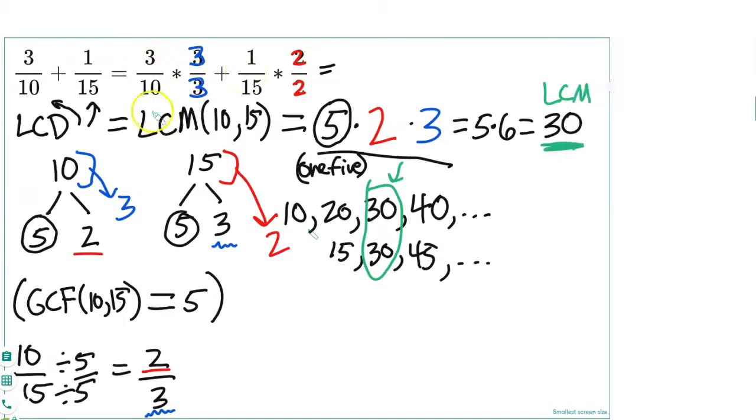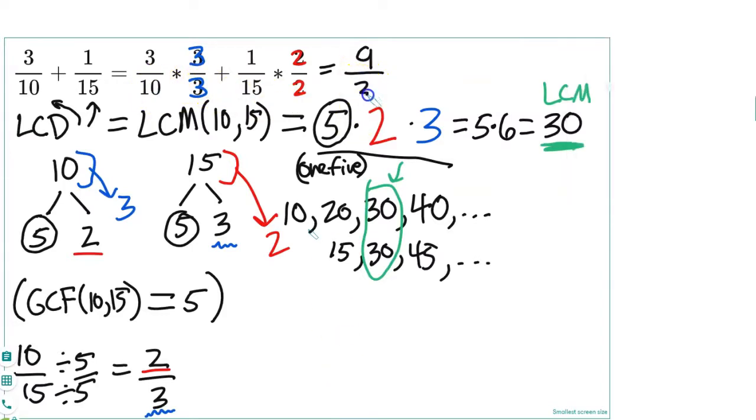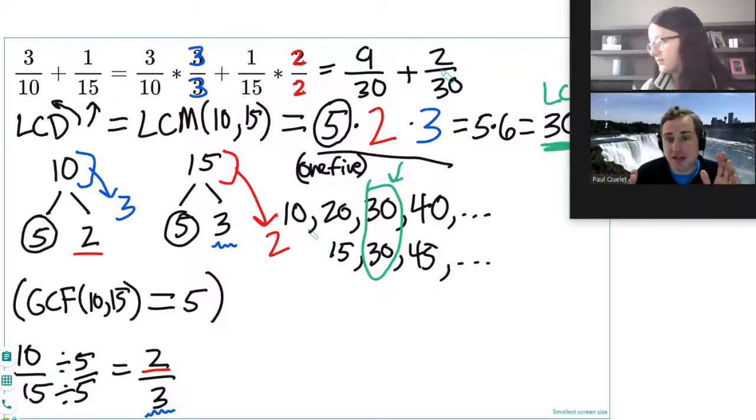Let's change this first fraction. We multiply 3 times 3 in the numerator. What do we get? 9. And 10 times 3 in the denominator gives 30. Let's do plus. And then what is 1 times 2 for the numerator? 2. And then 15 times 2? 30. And it better be the same denominator, right?